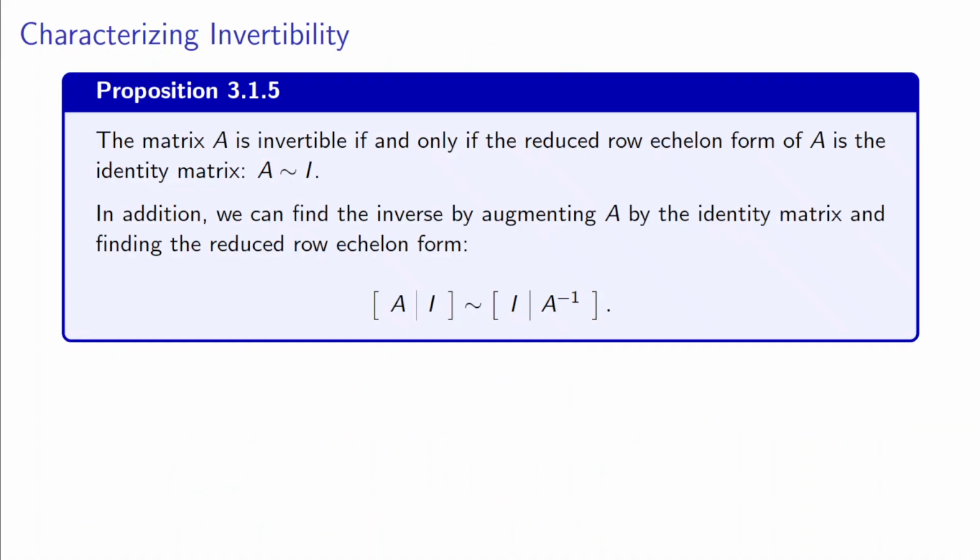So proposition 315: the matrix A is invertible if and only if the reduced row echelon form of A is the identity matrix. So A is row equivalent to the identity. In addition, we can find the inverse by augmenting A by the identity and finding the reduced row echelon form. In other words, row reducing A augmented with I to I augmented with whatever we have, that will end up being A inverse. So this is our nice algorithm for finding the inverse of the matrix. And we'll see more examples of this in future videos.